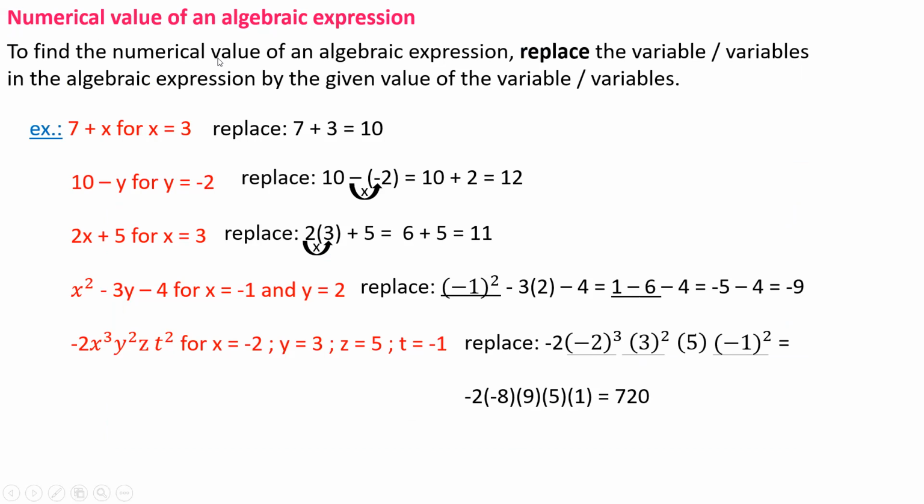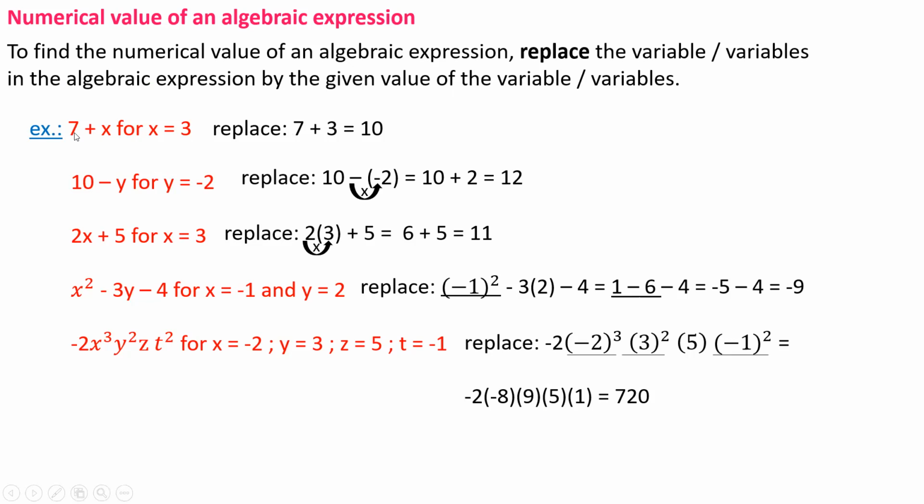To find the numerical value of an algebraic expression, in the algebraic expression, we have a variable. What we do is we replace the variable or the variables. We might have more than one variable in the algebraic expression by the given value of the variable or the variables. So we will be given an algebraic expression with variable or variables in it, and we will be given the value of the variable. What we do is we replace the value of the variable in the algebraic expression.